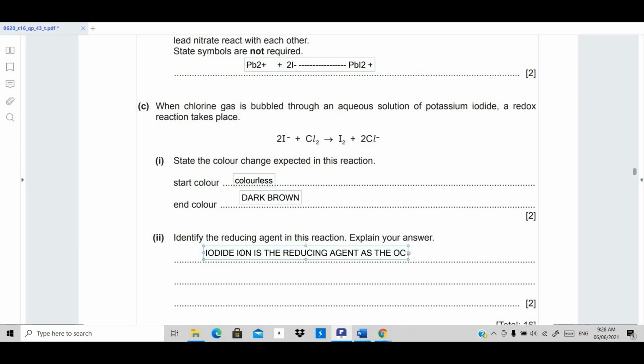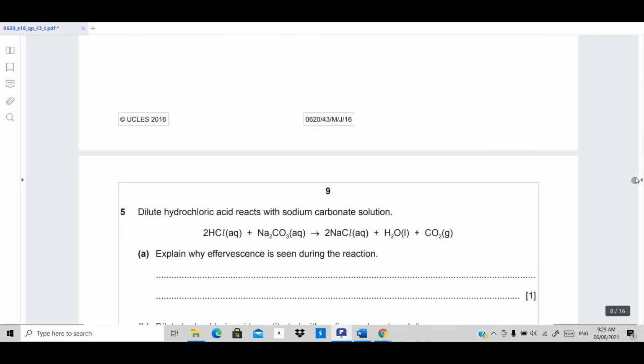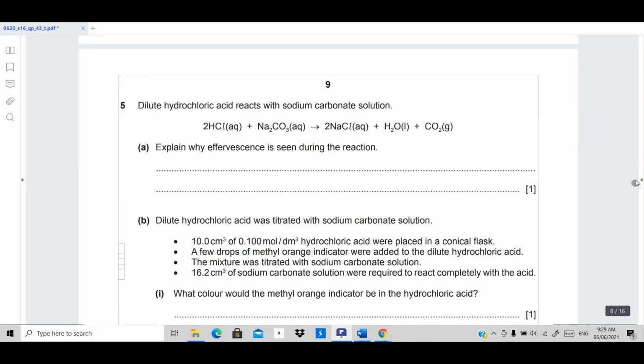as the oxidation state of this ion is increasing. Whenever a substance is becoming oxidized, it is a reducing agent. Whenever it is being reduced, it is an oxidizing agent. This is simple. Now we are done with the fourth question, and moving on to the fifth question.